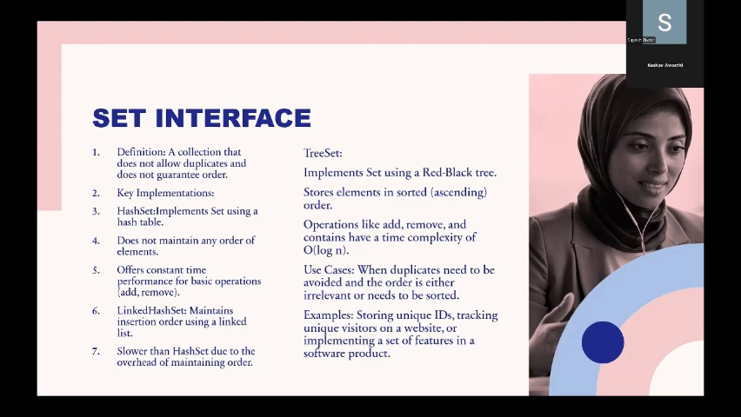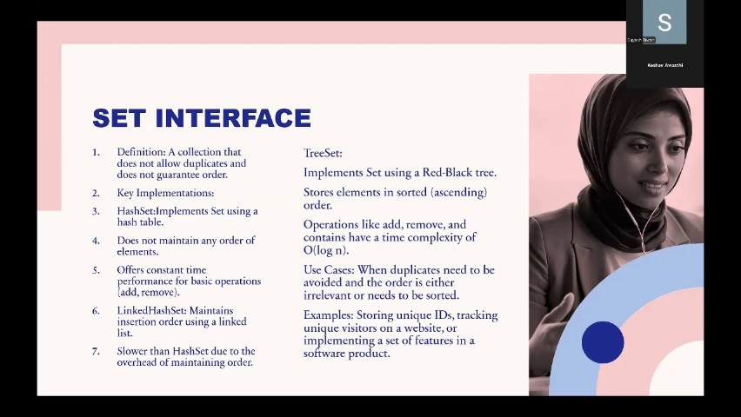Let's see. The definition says: a collection that does not allow duplicates and does not guarantee order. So what happens in a set is that the set will not contain any duplicate values. But there is an issue: if a programmer wants to get the output in a particular order, then the order is not guaranteed. As in a set, it might happen that a person might lose the order.